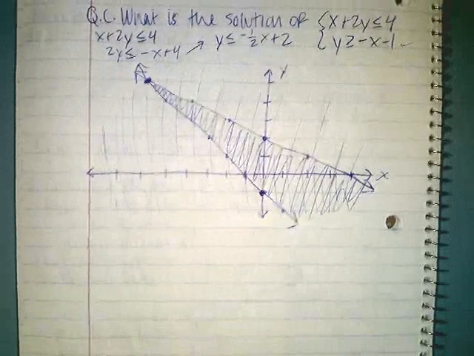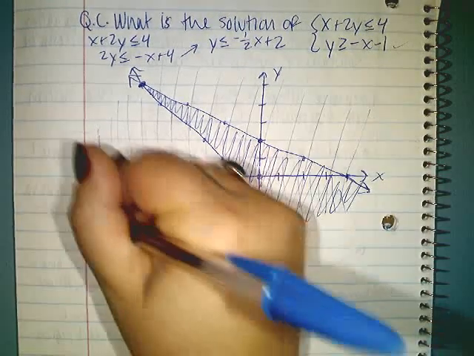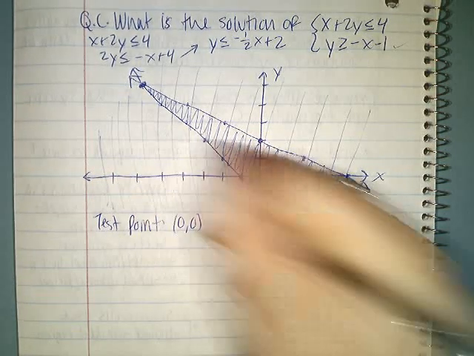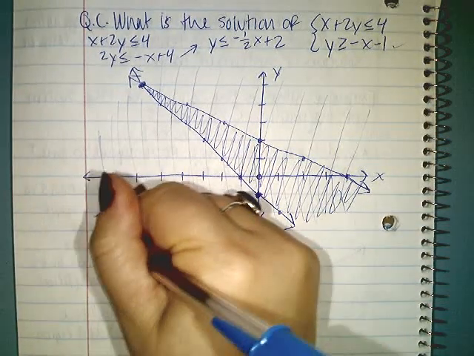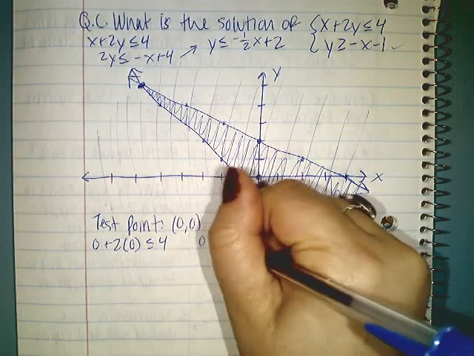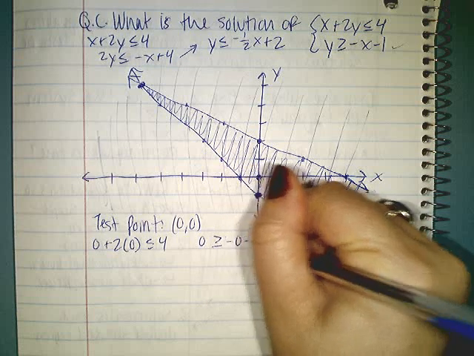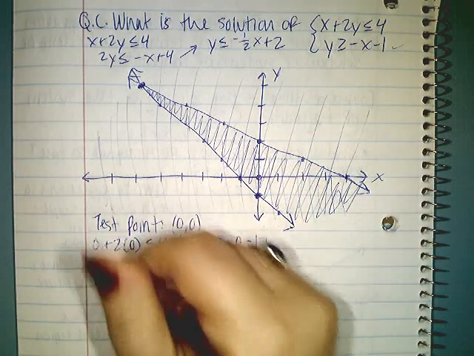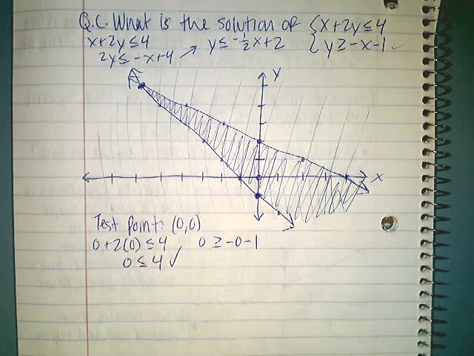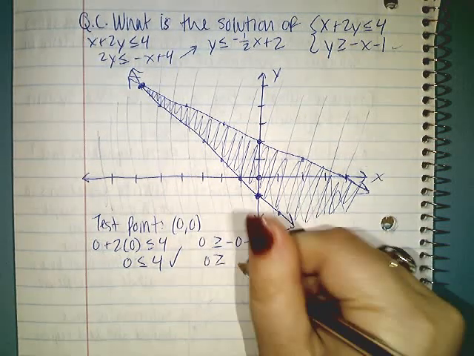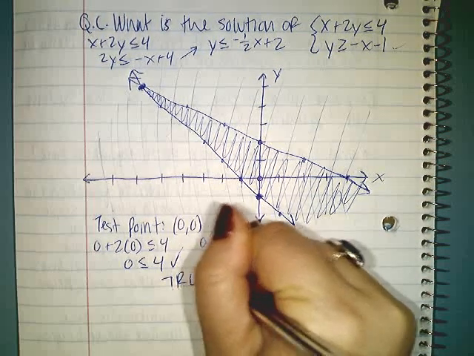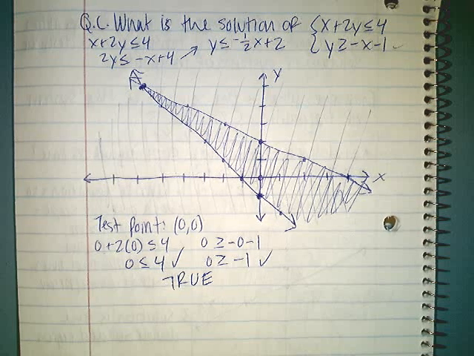We'll check it with a coordinate point or a test point. So the test point is going to be (0, 0). If I plug that in, I get 0 plus 2 times 0 is less than or equal to 4. And 0 is greater than or equal to negative 0 minus 1. So I end up with 0 plus 0, which is 0, is less than or equal to 4. That is true. And 0 is greater than or equal to negative 1. That is true. So both are true. I've accurately shaded and found my solution set.